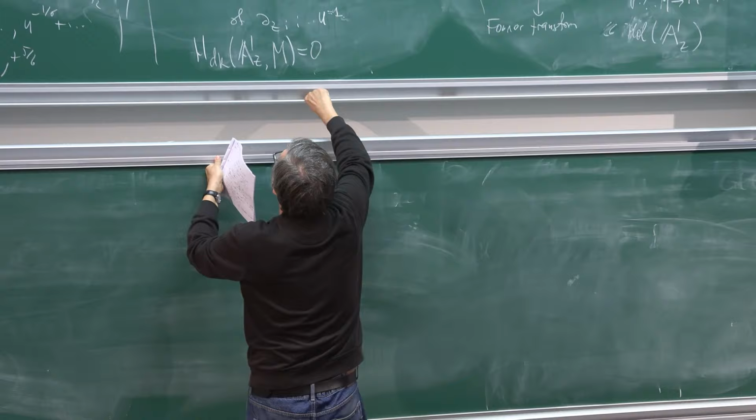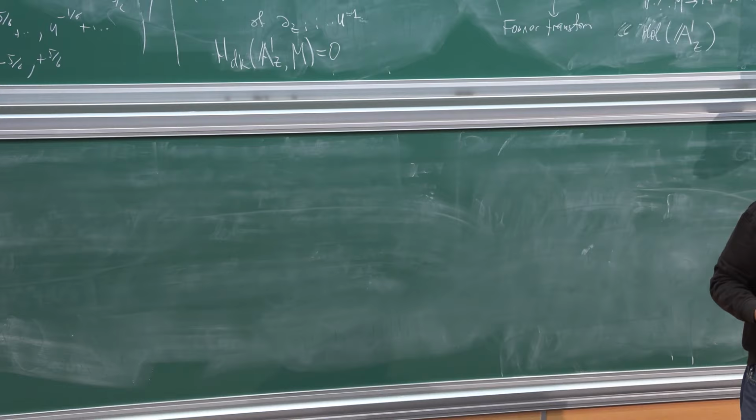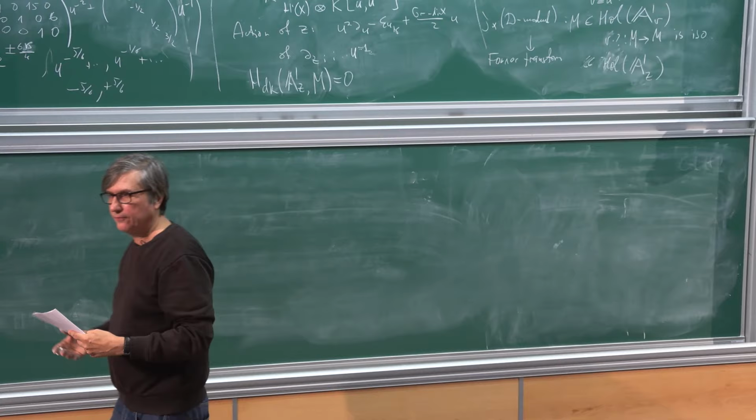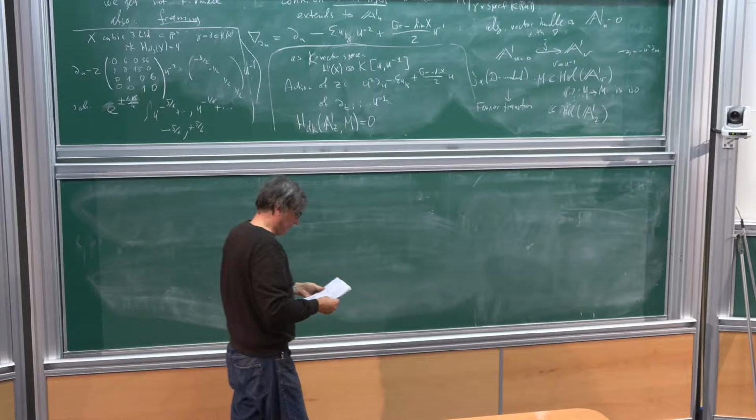So for each point you get a D-module with de Rham cohomology equal to zero, and one can vary the point in this base Bx, and get a D-module on a product space.